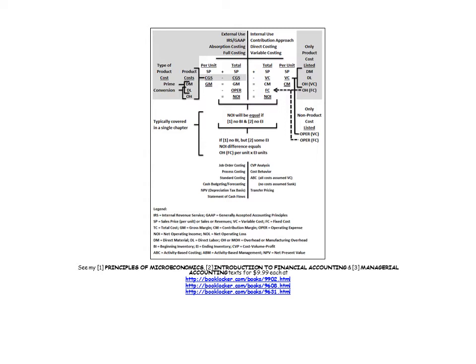Move to the left. On a per unit basis, I take the sales price per unit, less cost of goods sold per unit, and I'm going to come up with a gross profit. Moving still further to the left, those are my product costs: direct material, direct labor, manufacturing overhead. Moving still further to the left, prime costs are direct material and direct labor. Prime is short for primary.